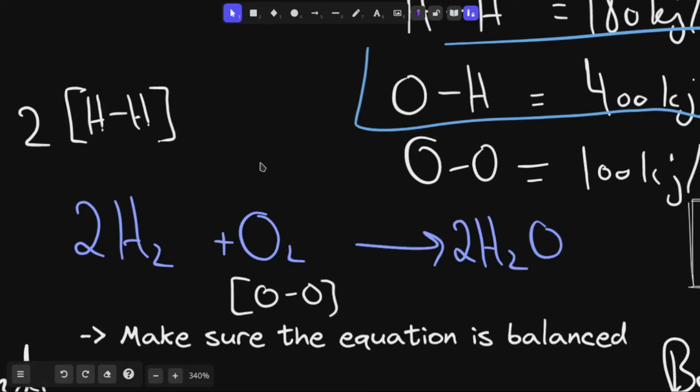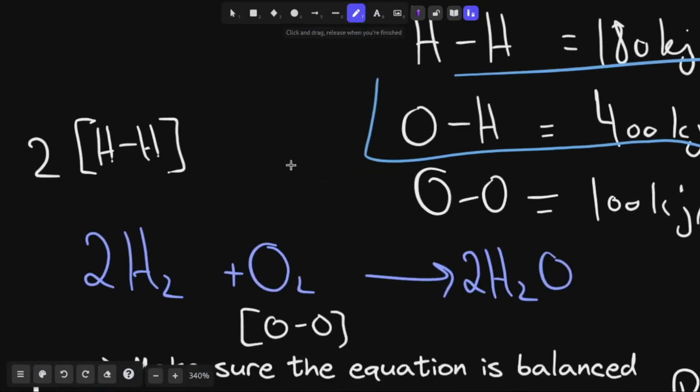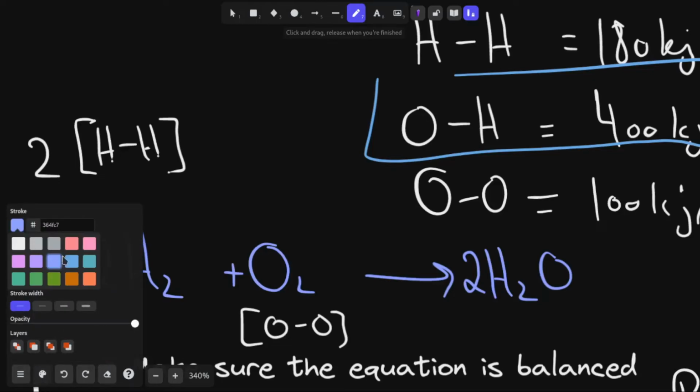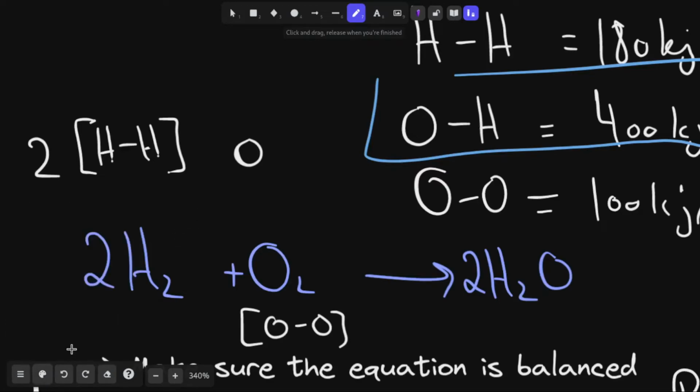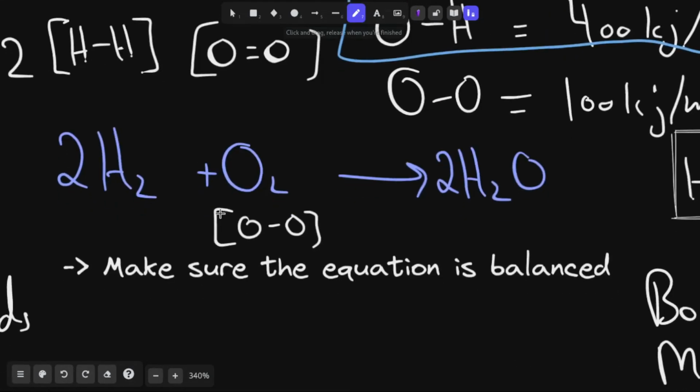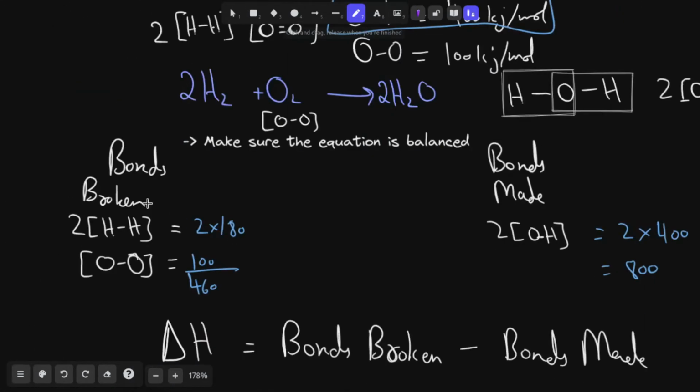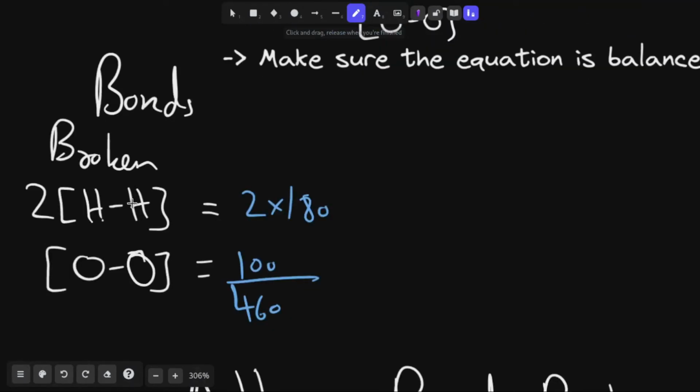Okay, so this is your reaction. Now you need to understand, for this reaction to occur, you will need to provide it with some sort of energy so that the bonds would break between hydrogen and hydrogen, and the bonds would break between oxygen and oxygen. Why? Because we need to make oxygen and hydrogen bond together. So we would need to break this bond, and we would need to break this bond as well. So let's take a look. So bonds broken are these bonds specifically.